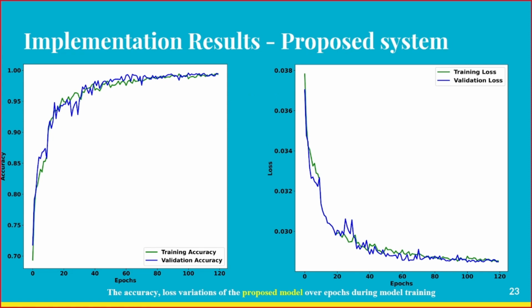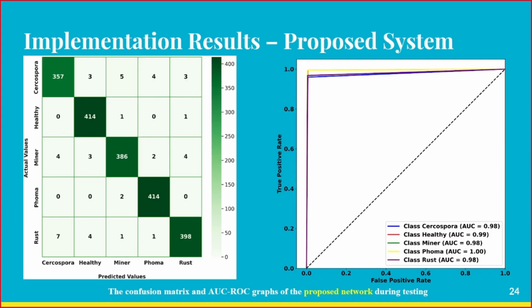This is the accuracy and loss graph that we got for the proposed system. This is the confusion matrix and AUC ROC graph for the proposed network.